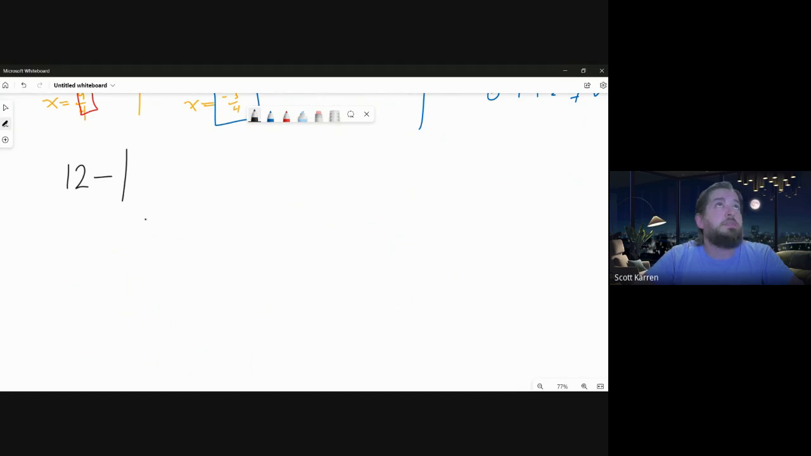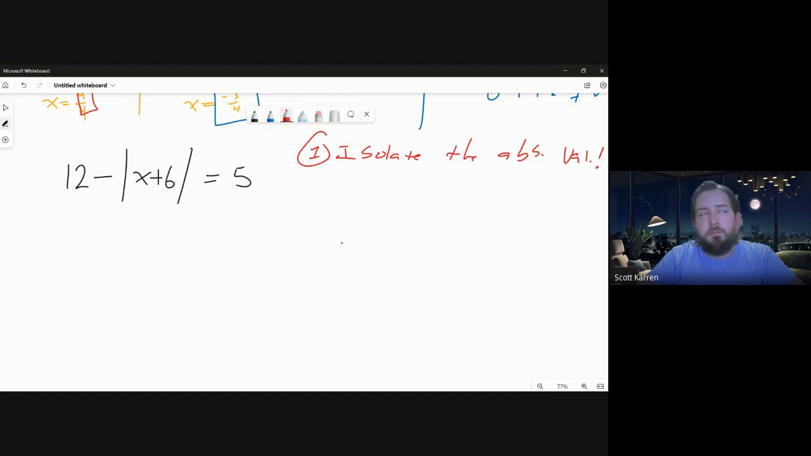12 minus the absolute value of x plus 6 equals 5. Okay. Now again, I want to isolate, right? The very first step I should always be doing is isolate the absolute value. So in this case, I want this 12 out of here. So I'm going to subtract 12 from both sides. So 12 minus 12, that's gone. That's 0.